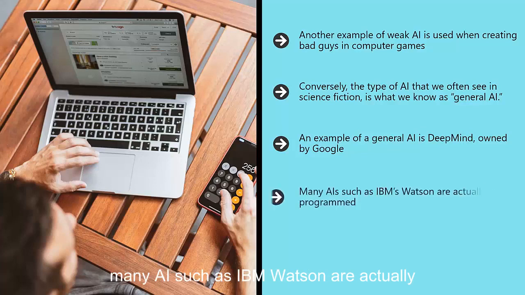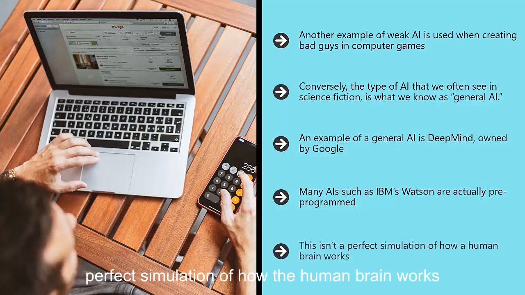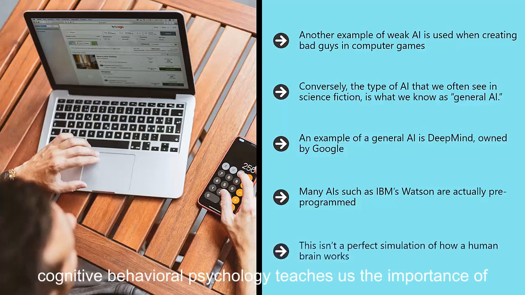Many AI such as IBM Watson are actually free programs. That means that they work using a kind of flowchart and will answer questions with the same answer every time. On the other hand, DeepMind is apparently able to think and respond via a convolutional neural network. Certain behaviors are reinforced and encouraged, and these will begin to become more prominent. This isn't a perfect simulation of how the human brain works. Cognitive behavioral psychology teaches us the importance of having internal dialogue with models for thinking. However, it is the closest thing we currently have to a true general intelligence.